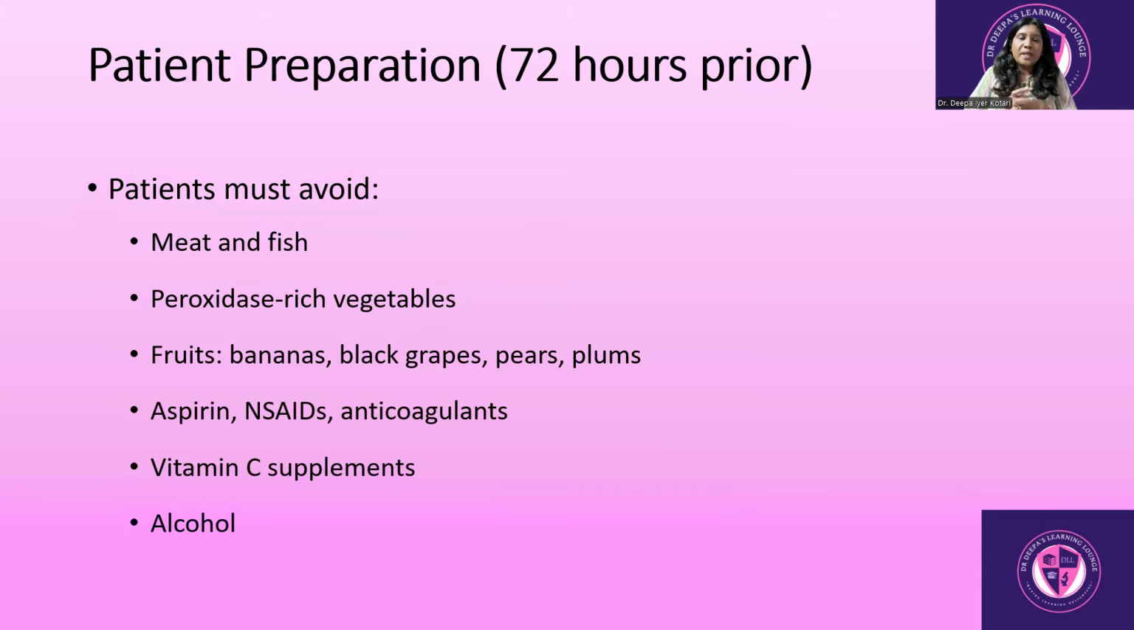So what is very important when you're telling a patient to get a guaiac test done? The very important thing that you have to keep in mind is to get the patient prepared very well before the testing. It is not enough if you take 3 samples in 3 consecutive days. It is important that the patient complies with the requirement of testing.